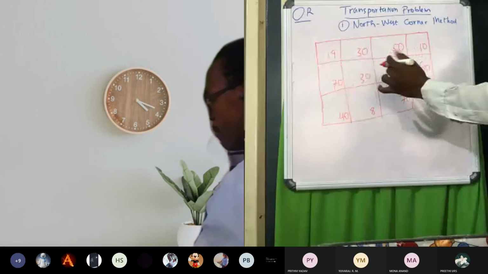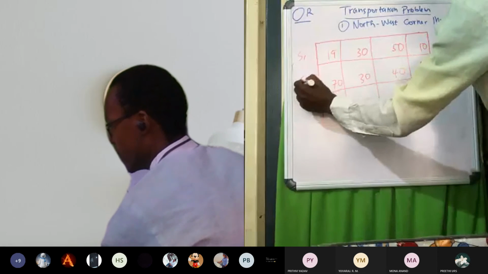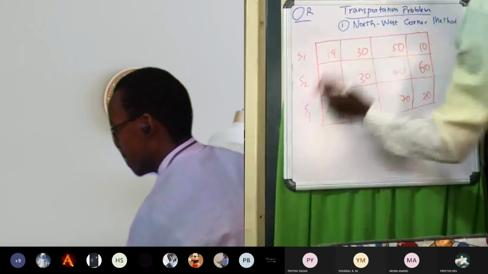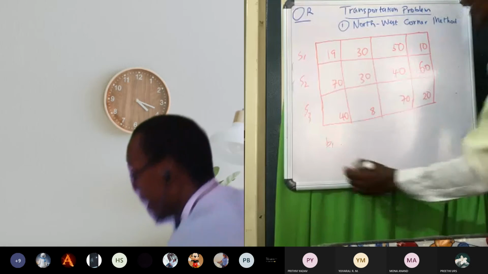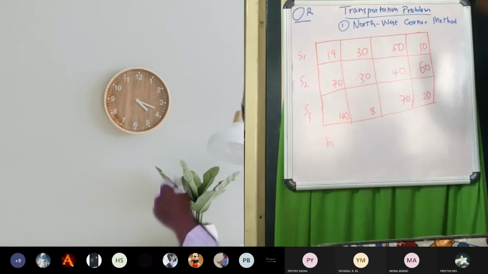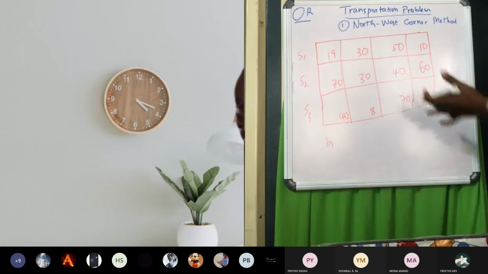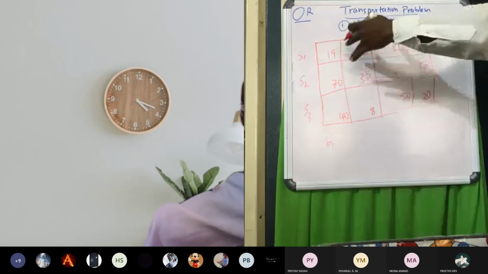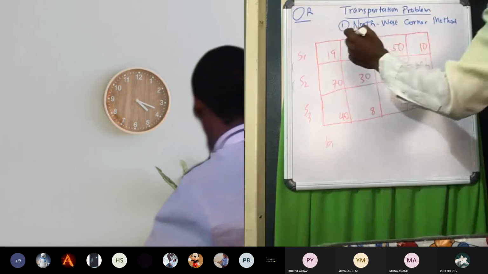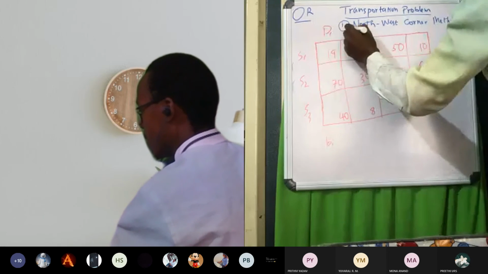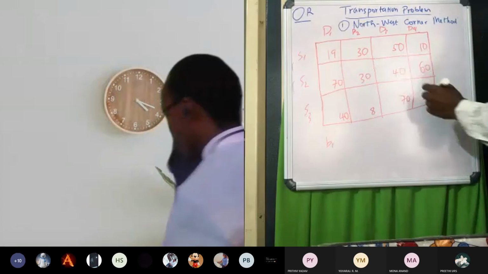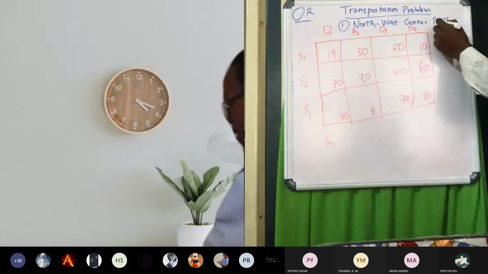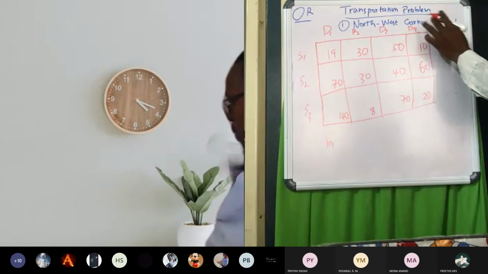For the source, remember, these are the source. This is source 1, source 2, source 3. Remember, every destination is going to be B1. B1 is the total amount required for this destination. This is destination 1. You can call them destination 1, destination 2, destination 3, destination 4. Clear? Now every source is going to have something called supply.